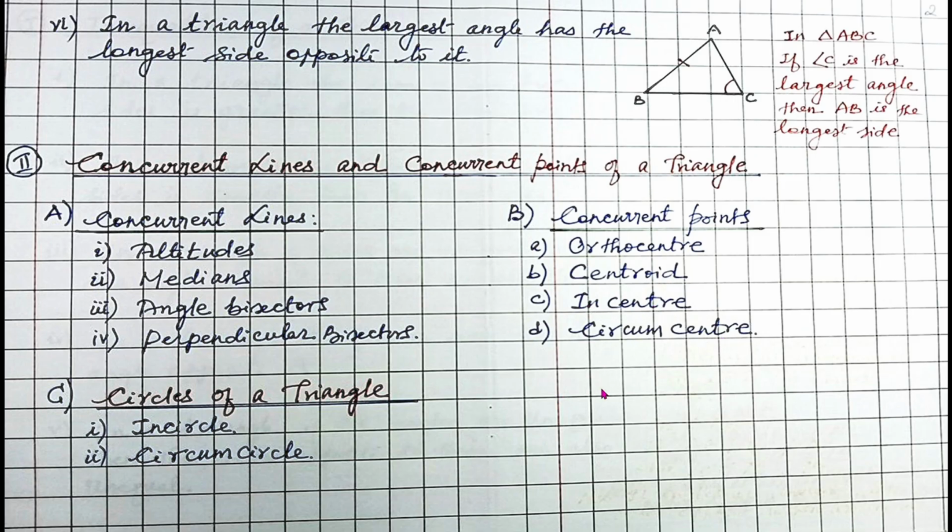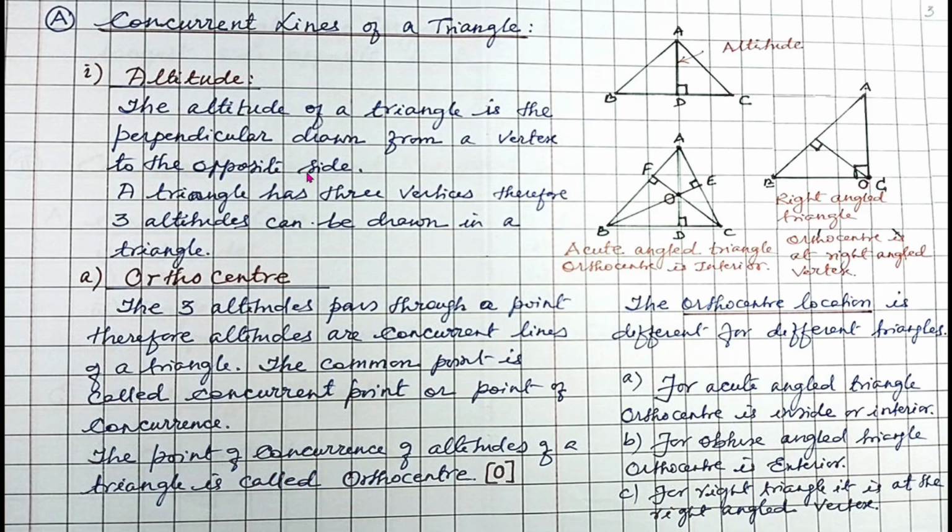Also remember that with the help of incenter and circumcenter, we can draw two types of circles to a triangle. One is the incircle and the other is the circumcircle. Let us learn all these points in this learning session. Now let us start with the first important concurrent lines of a triangle, that is the altitudes.